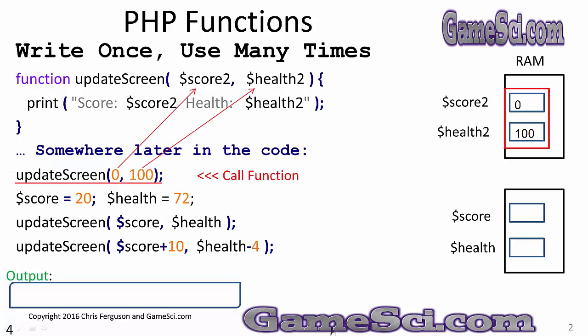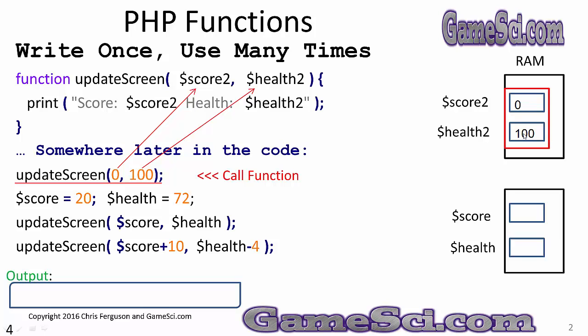Here's our first call to update screen. This is obviously the call to the function. And we are going to pass these arguments to the parameters. Now I drew the arrows here to show you that 0, the first argument, gets assigned to the parameter score2. And 100, the second argument, gets assigned to parameter health2. And you can see over here on the right in the red box that score2 now has the value 0 and health2 has the value 100.